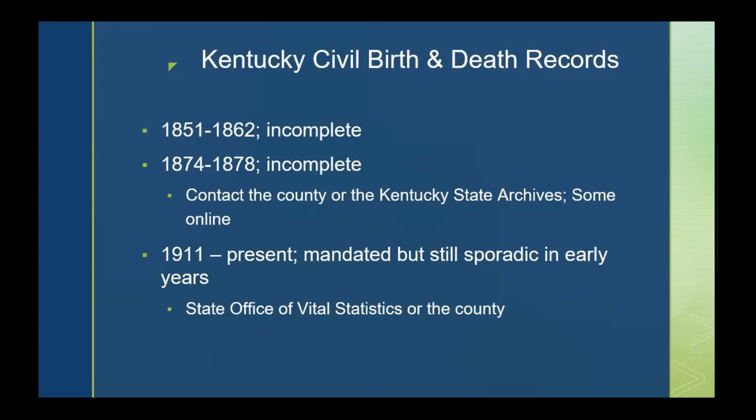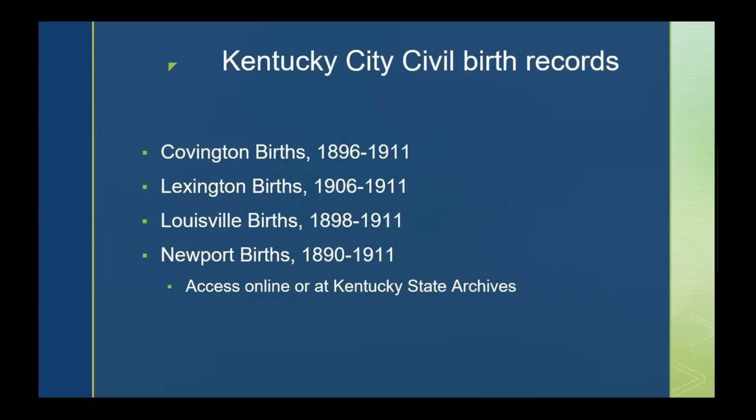Those records from that time period, 1911 to the present, are kept at the State Office of Vital Statistics or at the county, either place. Now, there were some cities that kind of did their own thing. And of course, we're glad that they did because they kept records earlier. So Covington, Lexington, Louisville, and Newport. And you can see the dates are a little bit different for each one. Those have all been put online as well.